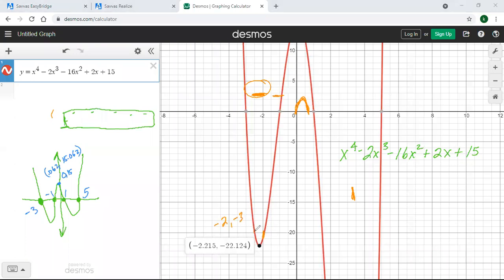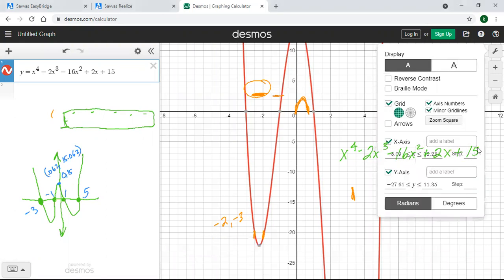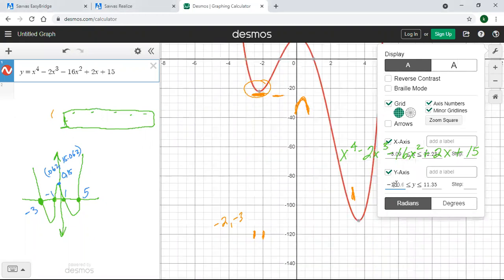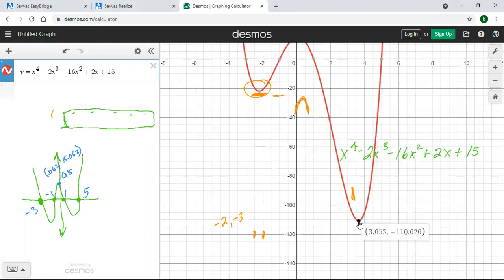So there's my negative 2, there's my negative 3, and then you still can't even see that lowest point yet. Maybe we could just make the y's go lower here. Maybe 50 would do it. Nope, 150. There we go. And see where that turning point is. So between 3 and 4. So that's what the turning points are. And the one up at the top was between 0 and 1.